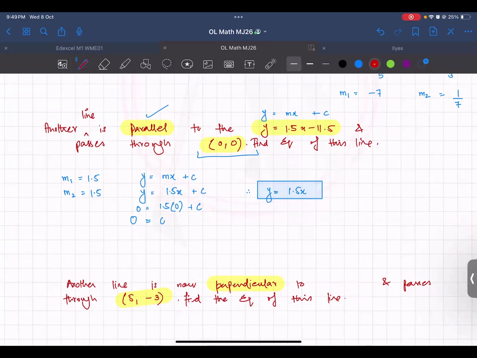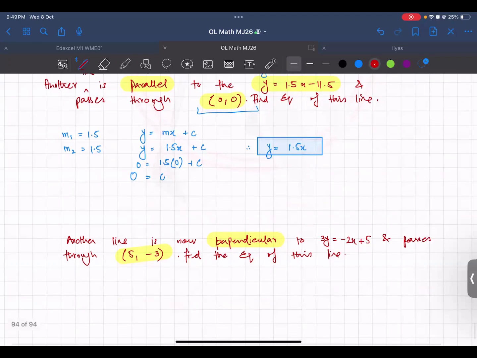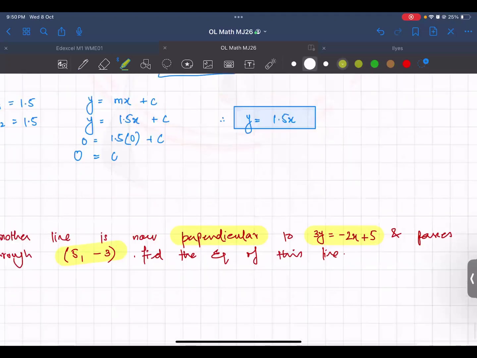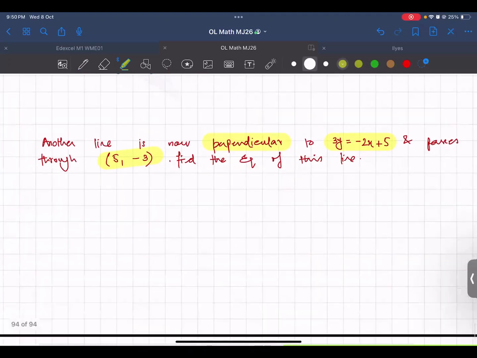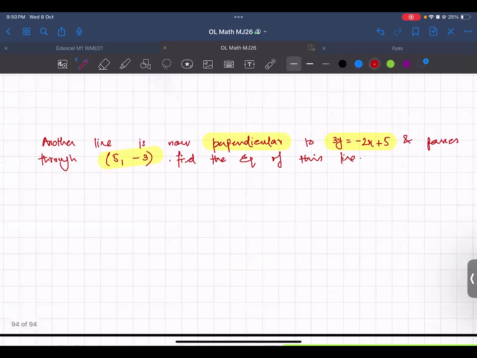Okay, let's do this one. If it is 3y = -2x + 5. Now the question says that the new line is perpendicular to this one. So first of all, we would have to find the gradient of the line that they have given to us. What is the gradient of the line? Minus 2 upon 3. Yes, minus 2/3.